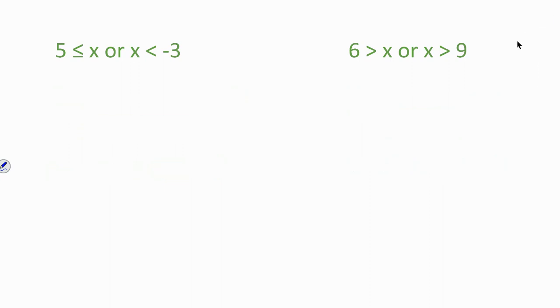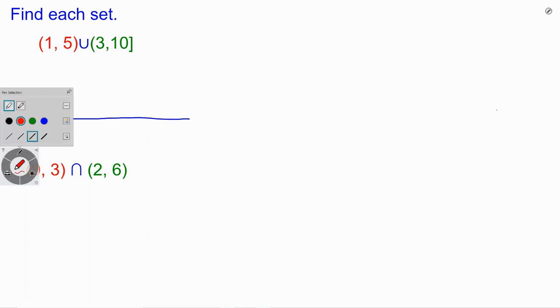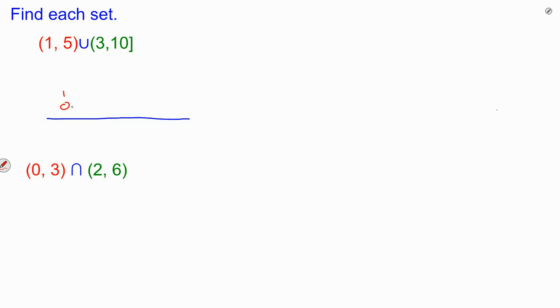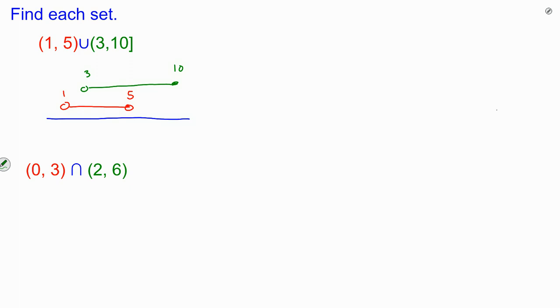The last thing we're going to do is find the union and the intersection for these two sets, these two intervals. I think the easiest way to do this is with a diagram, so I'm going to draw a quick diagram. For the first one here, we've got the interval 1 to 5. And the other one is going to be 3 to 10. Now notice my dots here. The 1 and 5 are open because they're parentheses. The 3 is open because it's a parenthesis, but the 10 is closed.